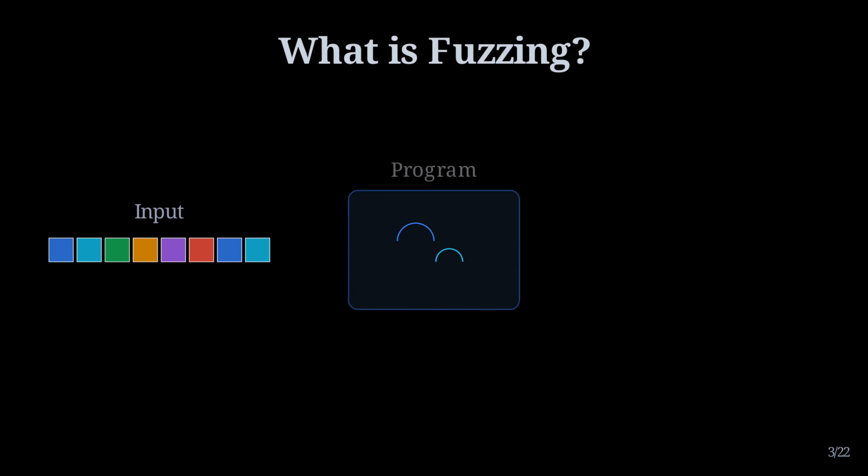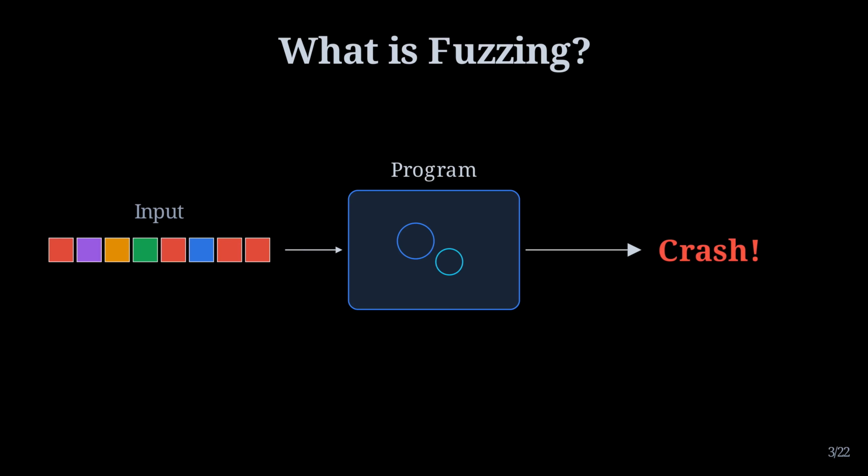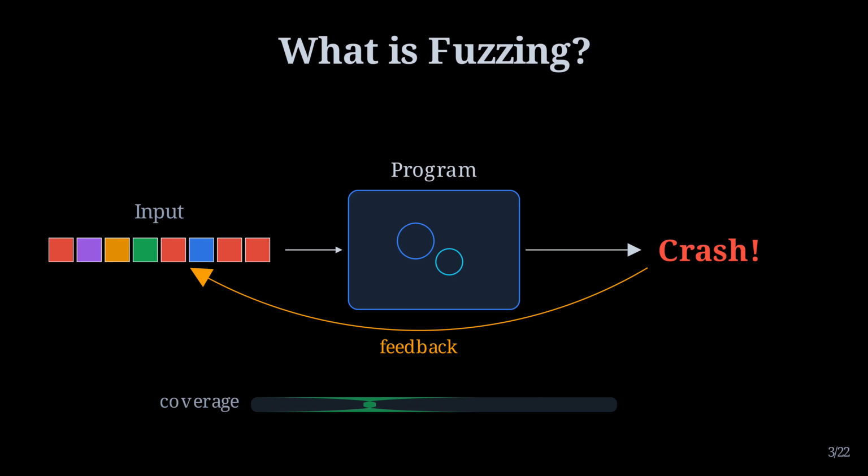At a high level, it is an automated way to find bugs in software. You take an input, randomly mutate it, flip some bits, insert bytes, change values, and feed the result into a program. Most of the time, the program handles it just fine, but every now and then, a mutated input triggers a crash, a hang, or a sanitizer violation, and that's a bug.